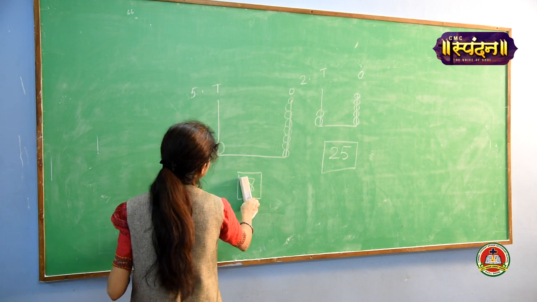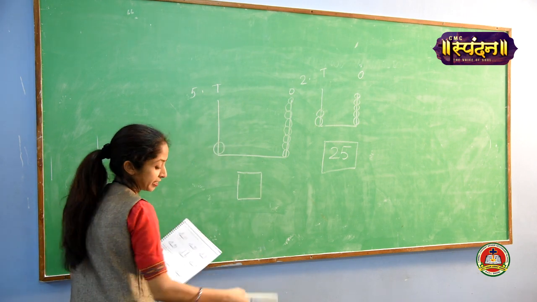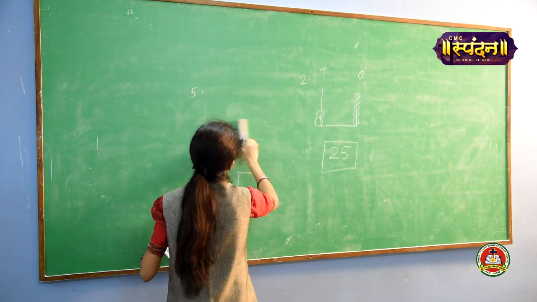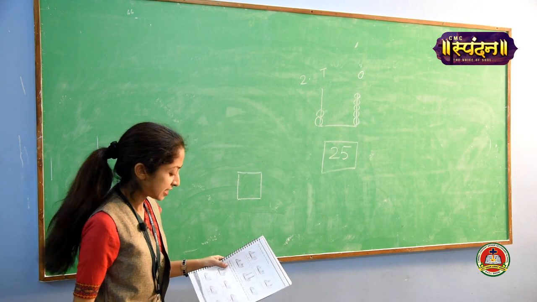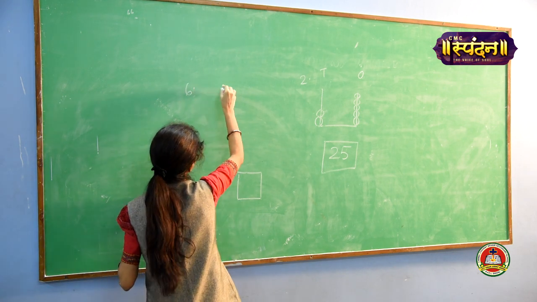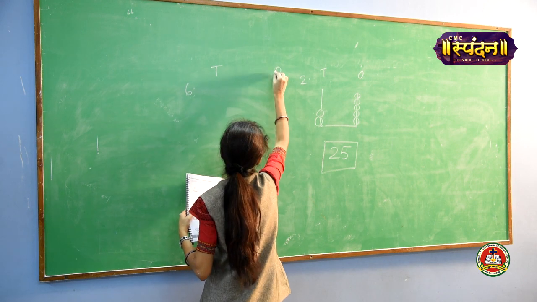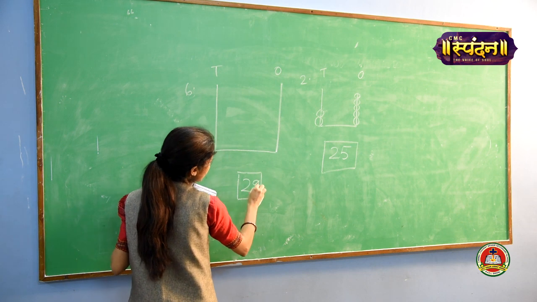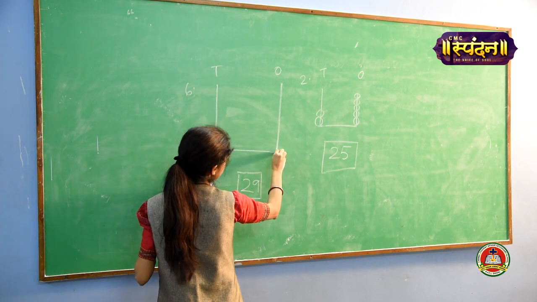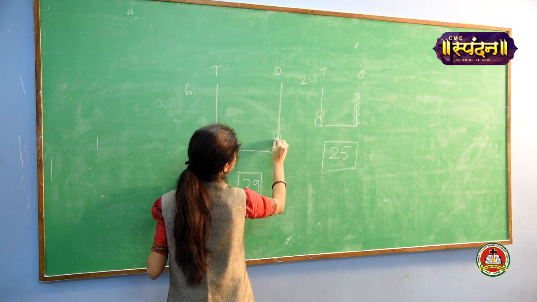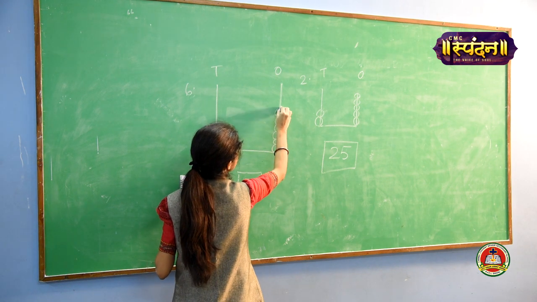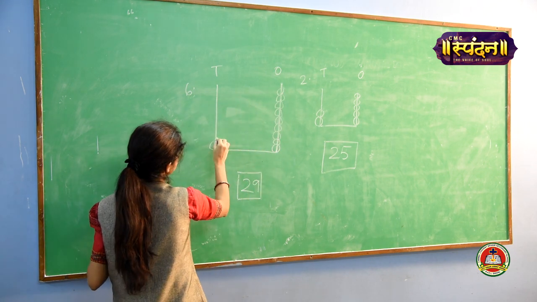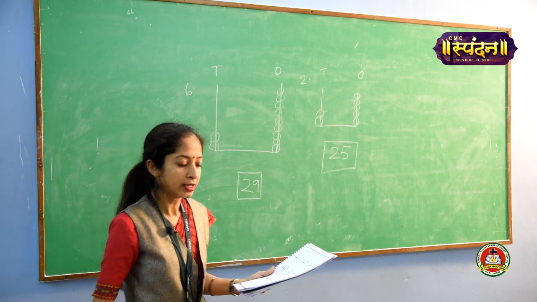Okay. Number 6, we are having 29. So the last number for this is number 6, and the number they have given us is 29. We are going to start from the ones side. 9 beads: 1, 2, 3, 4, 5, 6, 7, 8 and 9, and here 2 beads, 1 and 2. Okay. Is it clear?